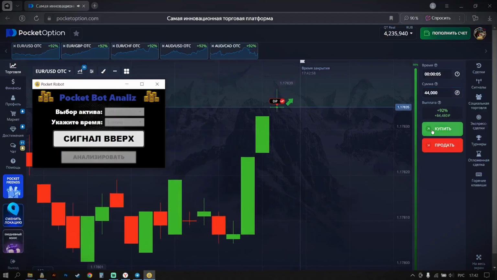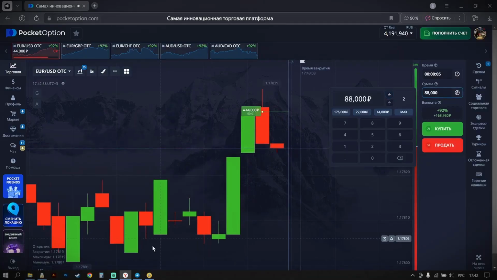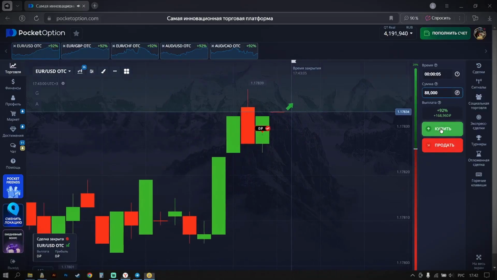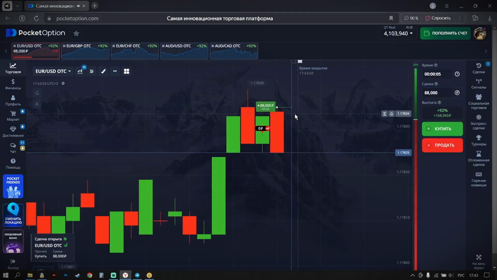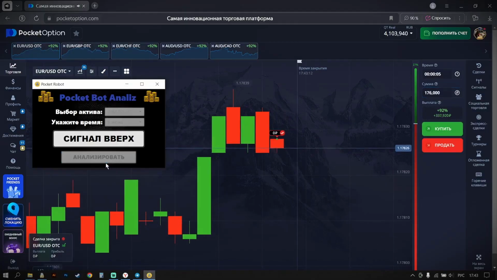It closes in the negative. Through covering, we work off the negative trades. It seems that another covering will have to be done here. Analyzing the increase for 88,000 rubles. Trade is open. Let's do another offset for increase.